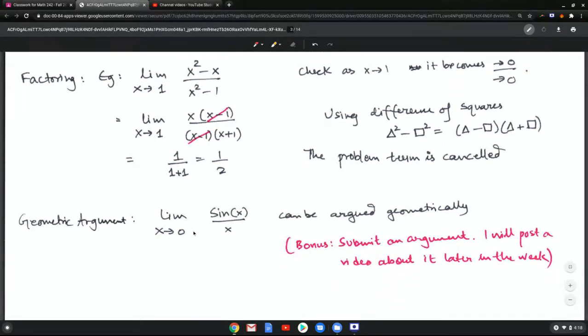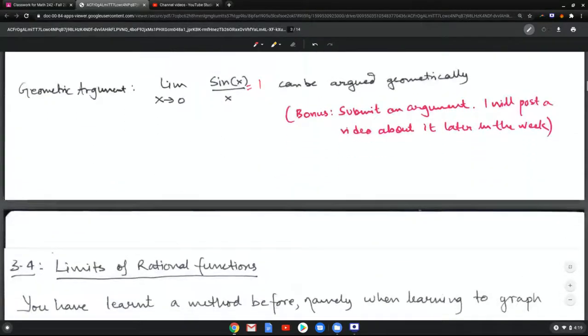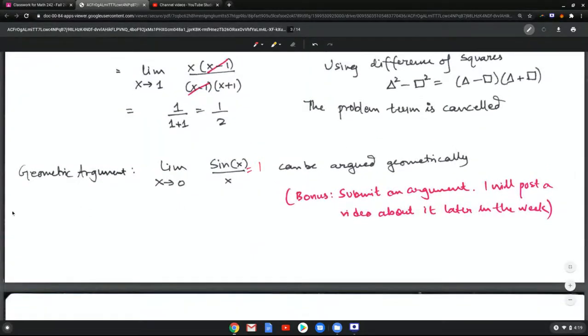Now, you've seen this limit before. As x goes to 0, sine x over x, this limit is 1. This can be argued geometrically. It's a bonus problem. I'll submit an argument for this, and I'll post a video about it later in the week. And in the next video, I'll be looking at some specific situations and strategies to follow for assigning values to indeterminate forms.